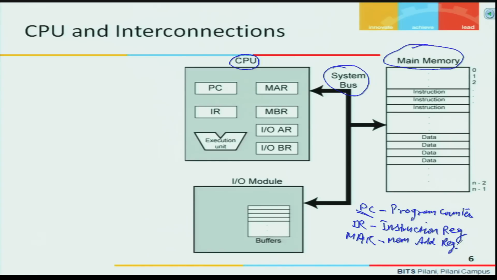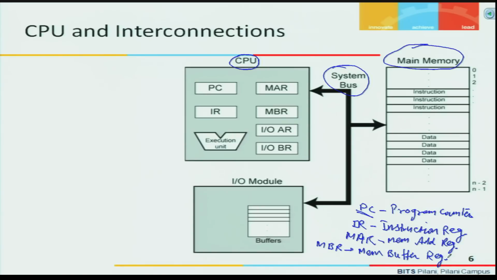In the system bus we have two sets of lines. One set carries the data, the other carries the address. Address lines are used to recognize a location for a particular module. A module can be a memory module or it can be an IO module. Then the next register is MBR. MBR stands for memory buffer register.